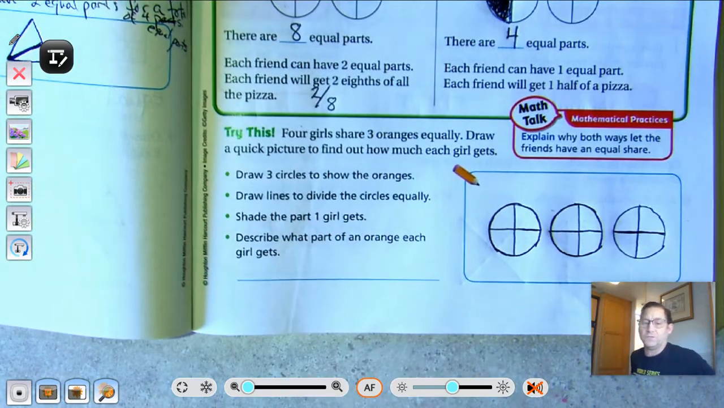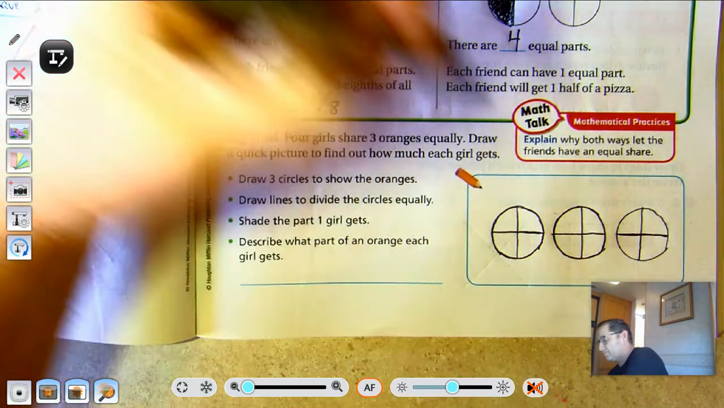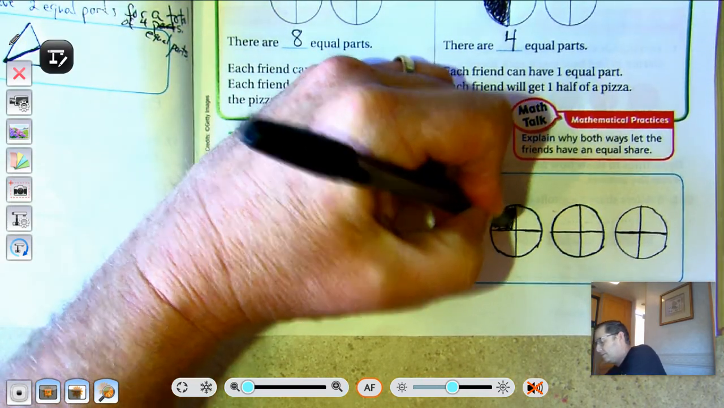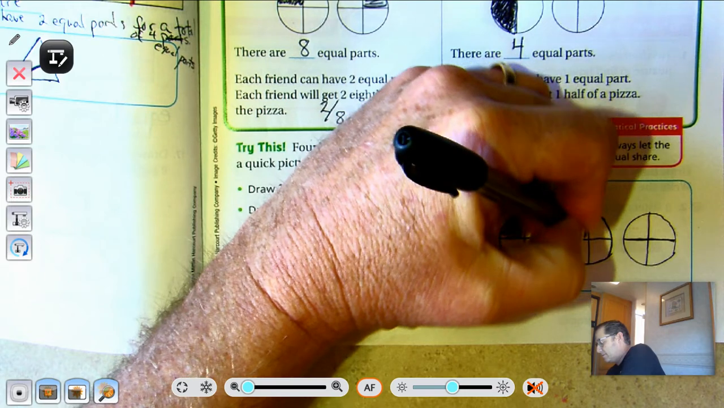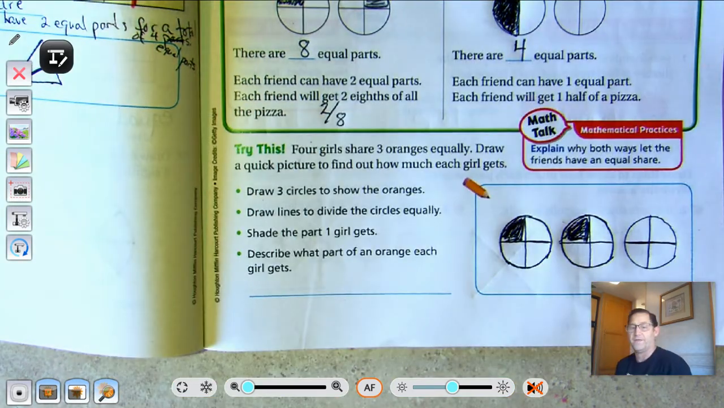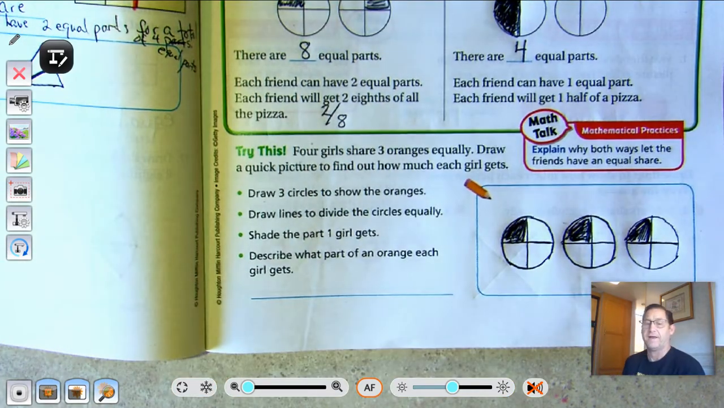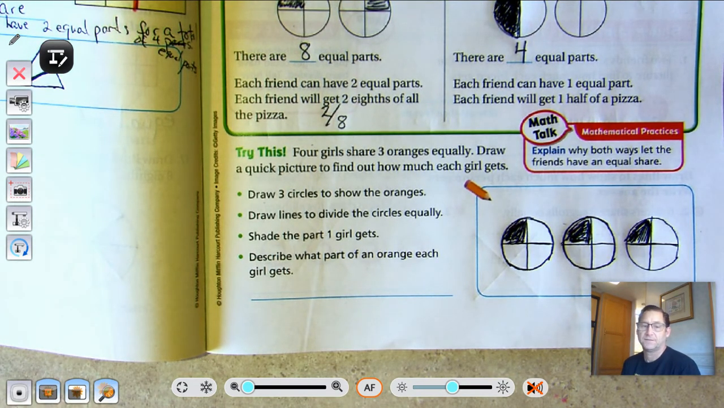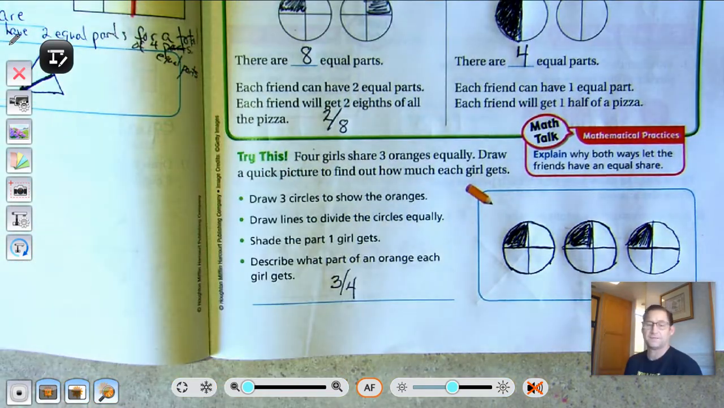okay, so we've taken the 3 oranges and divided into 4 pieces each. Now each girl can get 1 section of each orange. So 1/4 here, 1/4 there, 1/4 there. Okay, so what part of each orange does each girl get? Well, 1, 2, 3. 3/4.